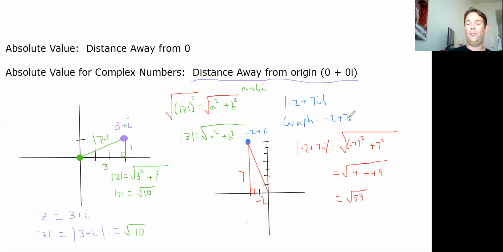So the last thing we need to be able to do on complex numbers, can you find the absolute value of a complex number? All righty, friends, that's it for today.